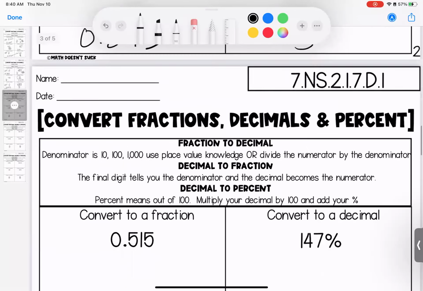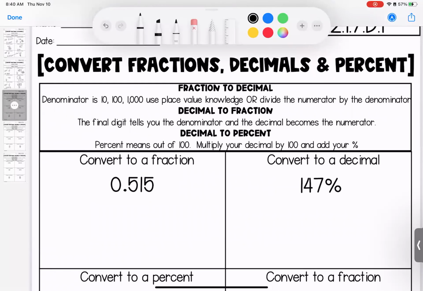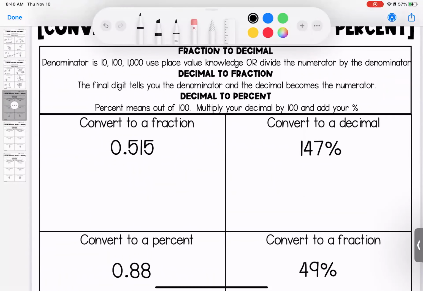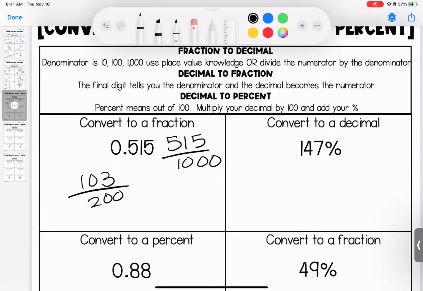2/3. Okay. At this point, we're going to add in our percentages. Remember that percentage means out of 100. Out of 100. Keep that in mind when you're trying to think of how to convert. So for the first one, we're going to a fraction. You probably wrote 515 over 1,000. If you simplified down, 103 over 200 is simplest form. This one, we're converting it to a decimal. If we are going from a percent to a decimal, you are going to think of what it means: out of 100. So we're going to divide it and we would get 1.47.